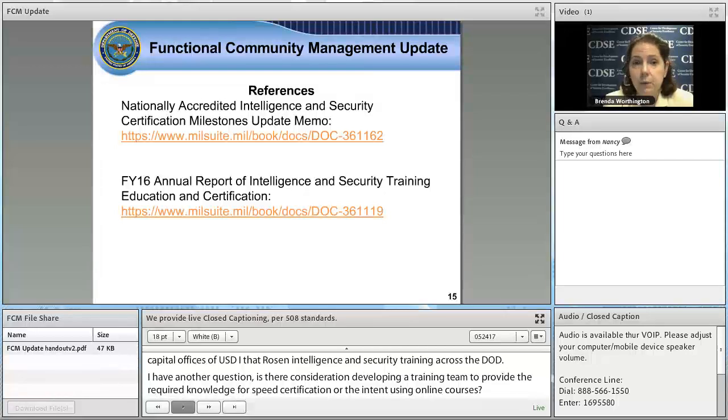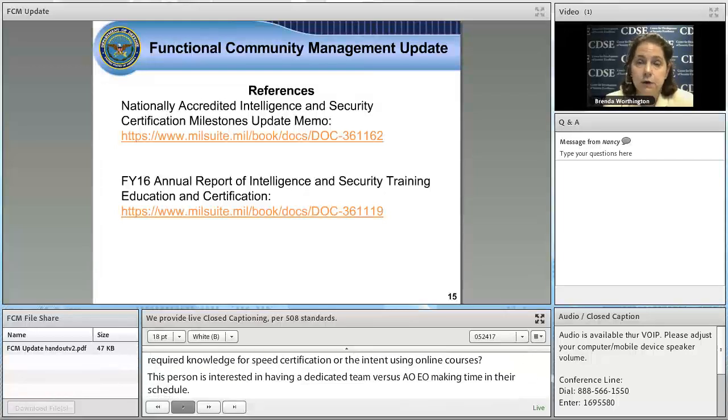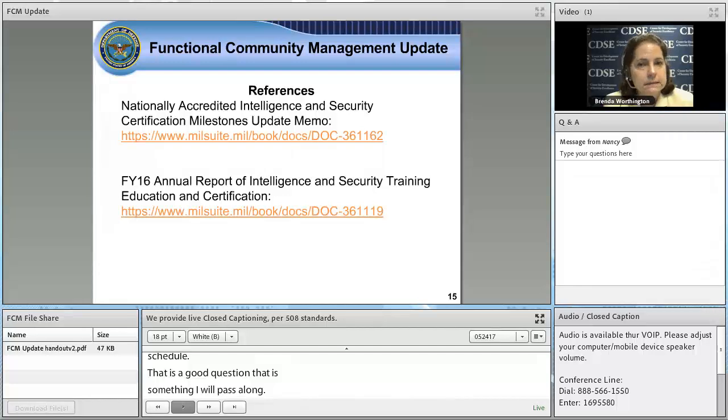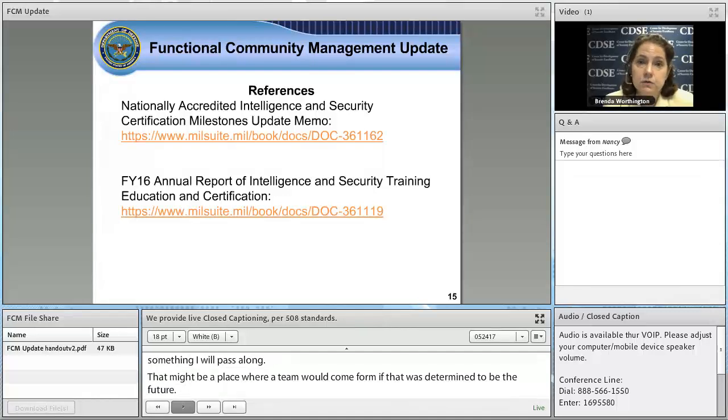So that is a good question. That is something that I will pass along to CDSE, Center for Development Security Excellence, because that might be a place where a team would come from if that was determined to be the future. I imagine this is something like a mobile training team, if I can make that equivalency, and maybe something that the components might be interested in doing as well. So I will definitely pass that on. Thank you for the question.